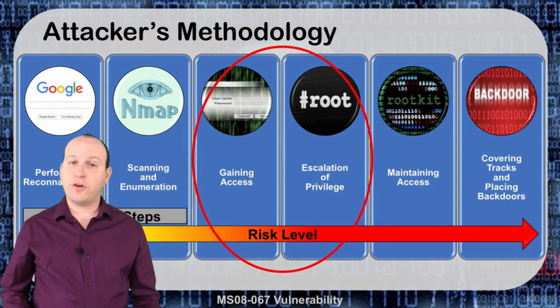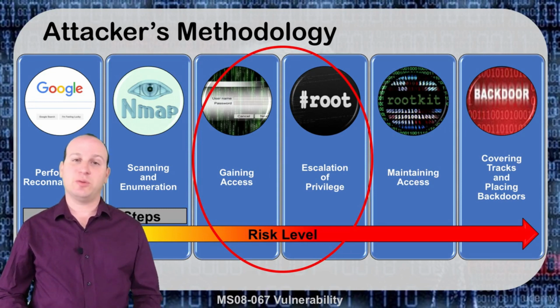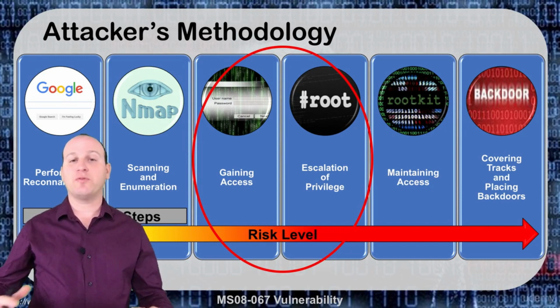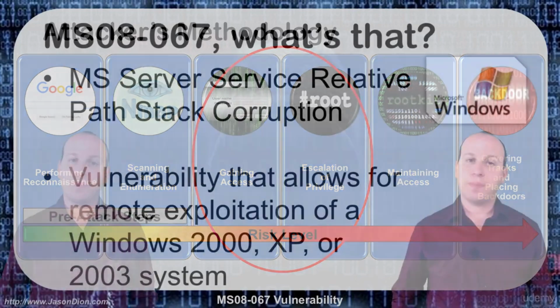Where does this attack fall in? Well, we're going to gain access using this attack, and this attack actually gets us a system-level user. So we're actually going to have an escalation of privilege at the same time. So we're going to be in both phase 3 and phase 4 simultaneously as we begin this attack.